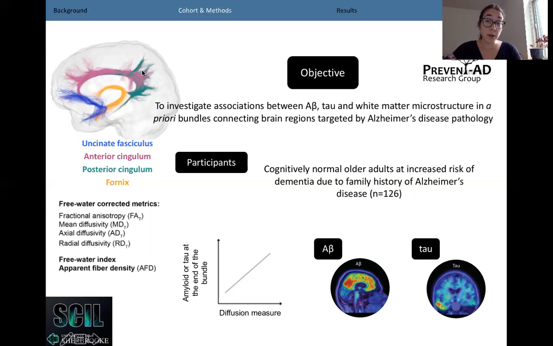I just want to say this project and the methods used was done in collaboration with the lab of Maxime Descoteaux at Sherbrooke University, so I'm very grateful for that collaboration.